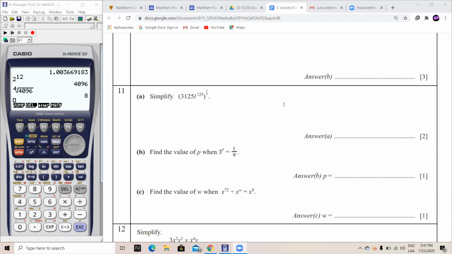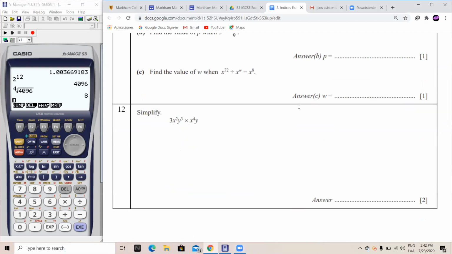Okay, now 11c. So when you have the same base and you have a division of indices, a subtraction happens. So it's not division. So you have to subtract from 72. 72 minus something is equal to 8. So it's pretty simple, and the answer would be 64. So 72 minus 64 equals 8, because it is a subtraction, not a division. That's the final answer.